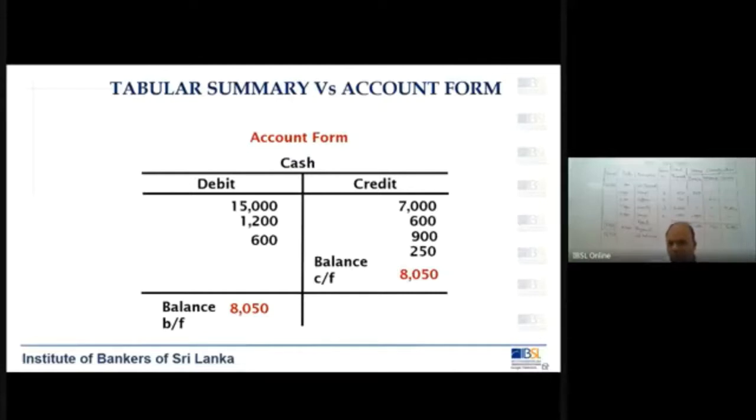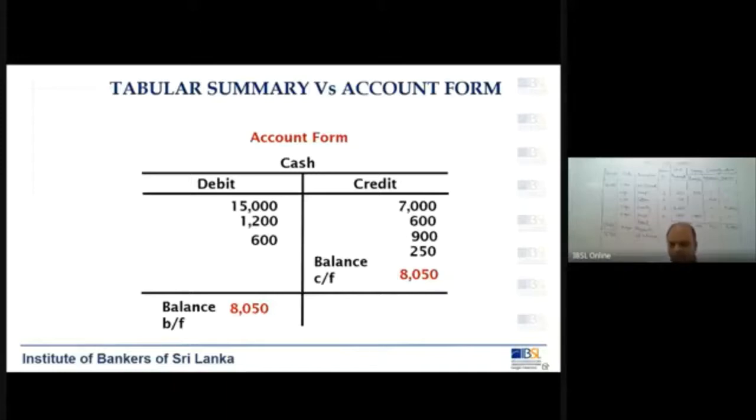So the balancing of the account, I did it last week and before that also, I think. So based on the balancing of the account, now what is the balance that you will take forward or carry forward, or brought forward balance of this account, which is 8,050 rupees.